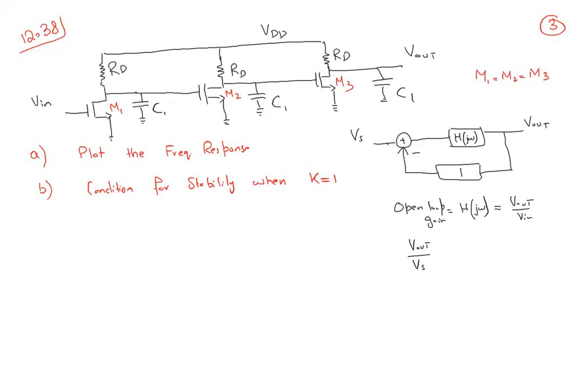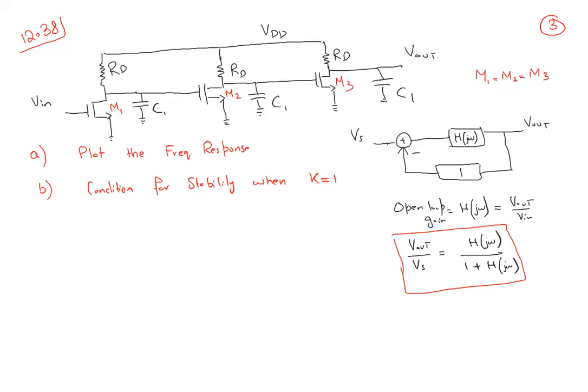and the V out. So clarify these things. Therefore I am writing V out by Vs, which is h of j omega divided by 1 plus h of j omega. Why? K is 1. Okay? Make sure you are comfortable with all these things. Now what is the first thing to do? We need to draw the frequency response.